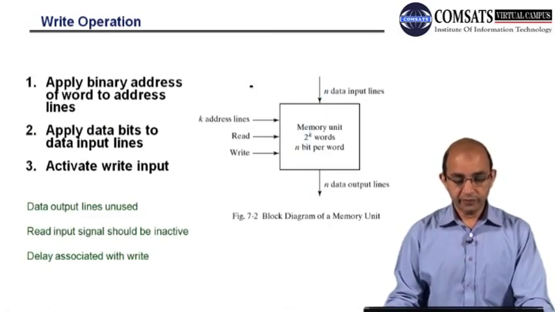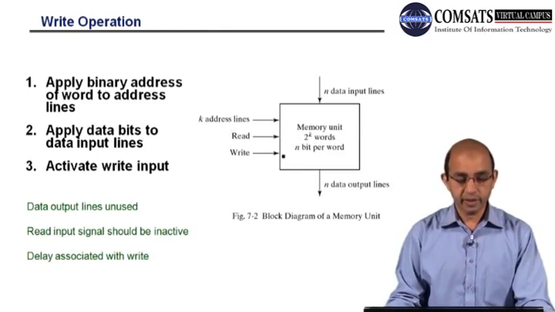Here we have the write operation. We need to go through those 3 steps. Here you can see the block diagram mentioning the data input lines, the data output lines, and this is the memory unit. We have 2 raised to power k words and n bits per word. It means we need k address lines. This is the control signal read, this is the control signal write.